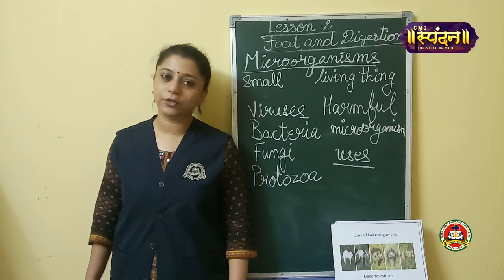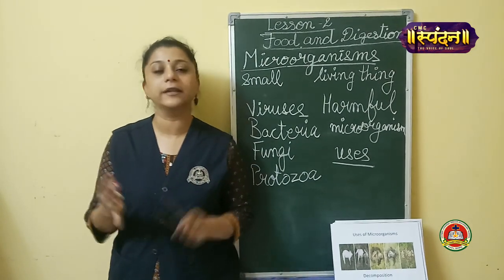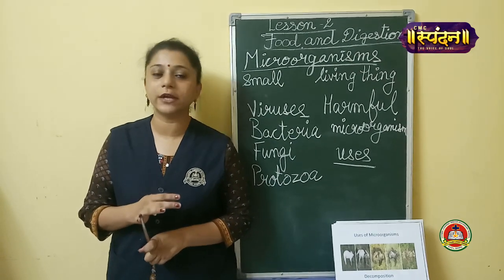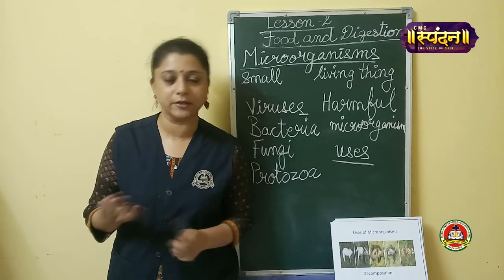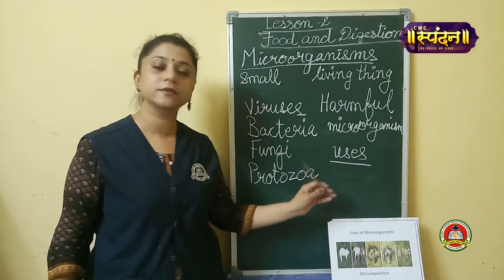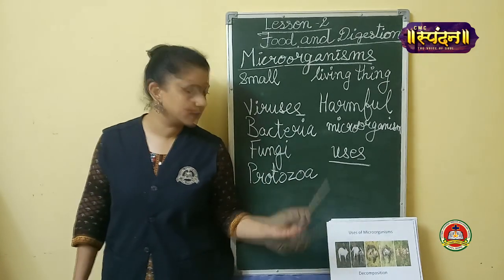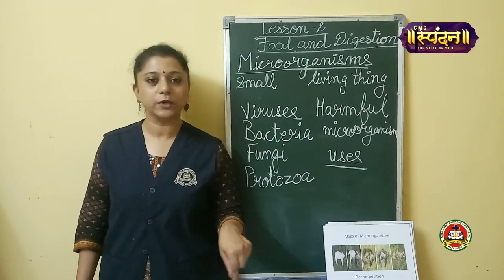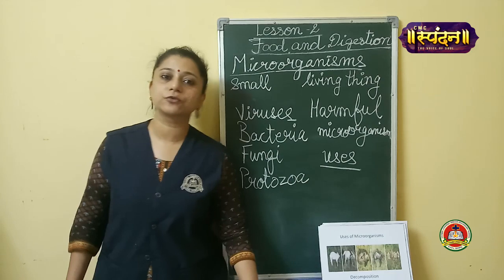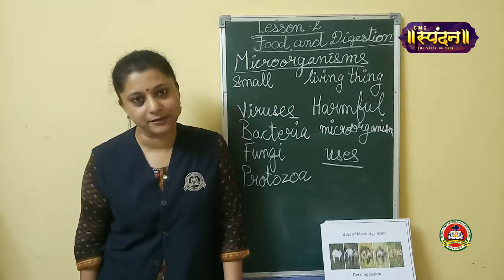So these are some of the uses. They help in decomposition. They help to turn milk into curd. They help in the digestion process. Plus they also help in making food items like bread, pizza base, etc. So here we discussed harmful microorganisms, uses of microorganisms, types of microorganisms, and the diseases caused by them. Here we finished the lesson. Now I want all of you to read the lesson very thoroughly, and I hope you will be able to understand it. Thank you.